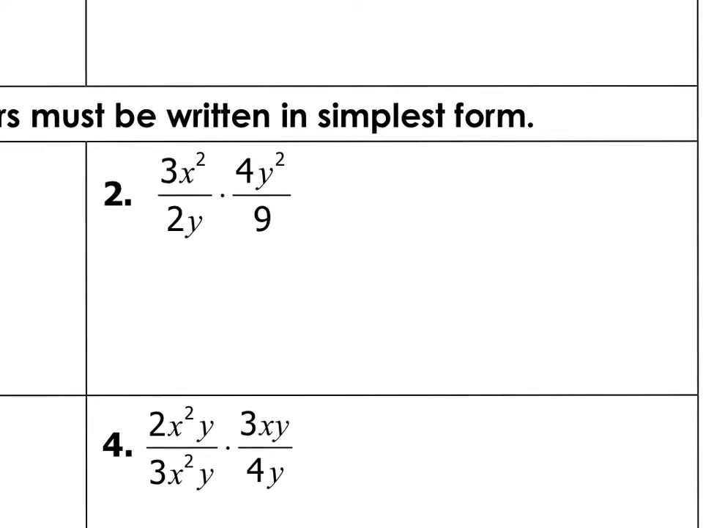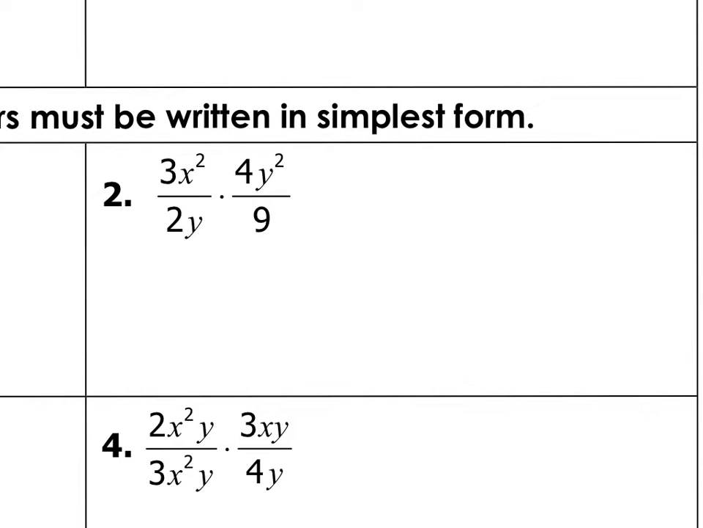So this one I'm going to maybe do a different way. I'm going to multiply all my numbers together first. It's not necessarily different, it's just a different way of thinking about it. So 3 times 4 is 12. And 2 times 9 is 18. And then what else do I have on the top? I have x squared, y squared over y. Now I can simplify it from here.